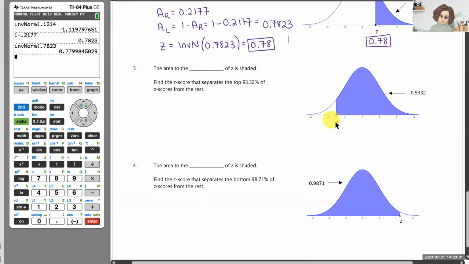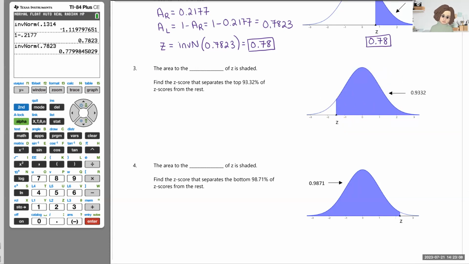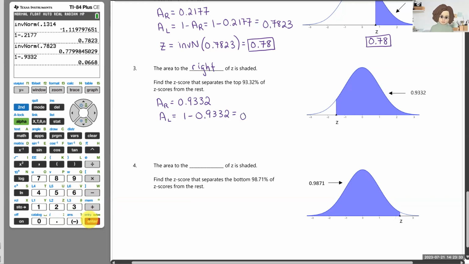Here's my z-score. It'll be a negative number because it's left of center. And they've shaded all this area to the right of it. If they shade the area to the right, 0.9332, you need to know the area left of it. So you use the rule of complements. That is going to be 0.0668.